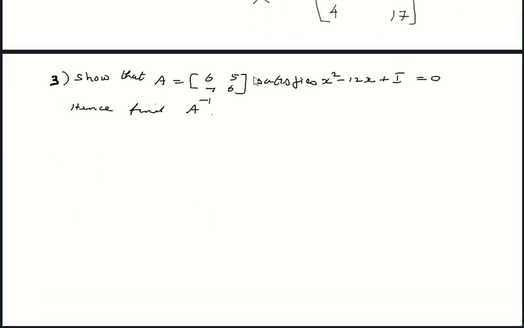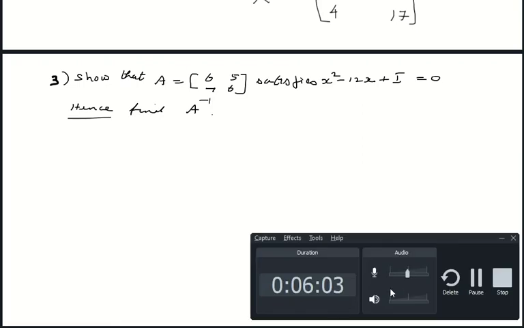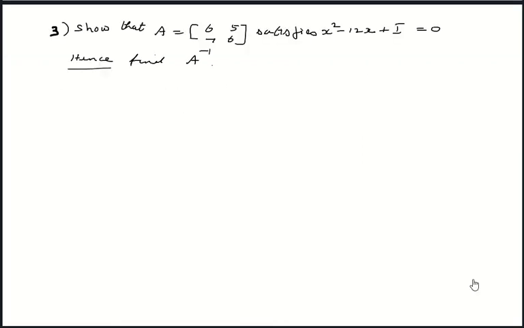Show that the matrix A satisfies this equation. Hence find A inverse. Please look at the words hence find A inverse. It means you already have to verify this, then you should make use of this to find what is A inverse. Okay. So let us try to solve it or verify it. Proof.